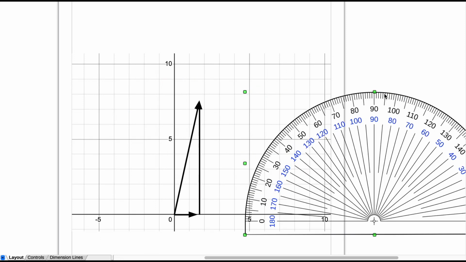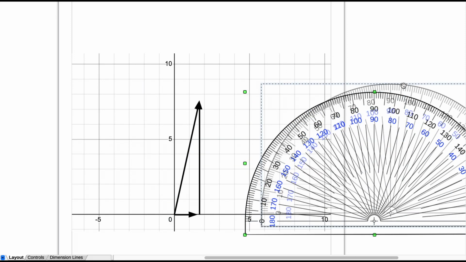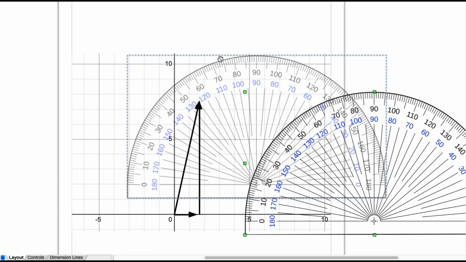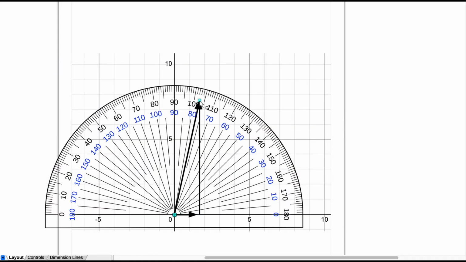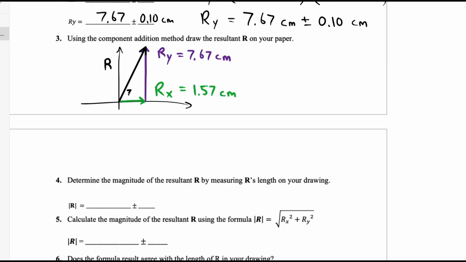I'll bring in the protractor now and try to get the angle of the resultant. So it looks like it's pointing toward 77.3. So I believe this is a 77.3 degree angle here. And for the length of it, I get 7.85 centimeters.